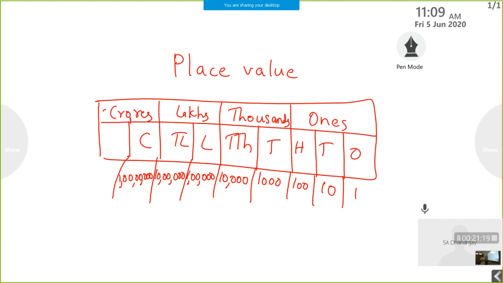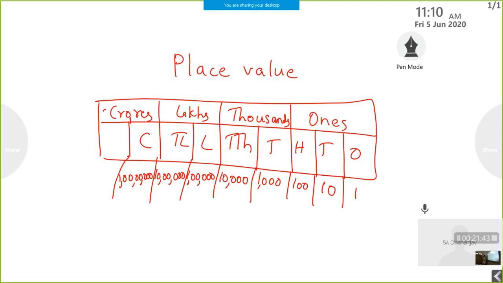Ones place has the value 1, tens place has the value 10, hundreds place has the value 100, thousands place has the value 1000, 10,000s place has the value 10,000, lakhs place has the value 1 lakh, 10 lakhs place has the value 10 lakh and crores place has the value 1 crore.